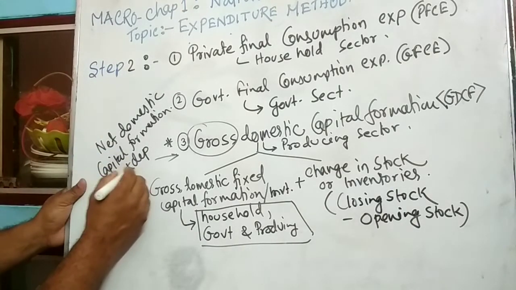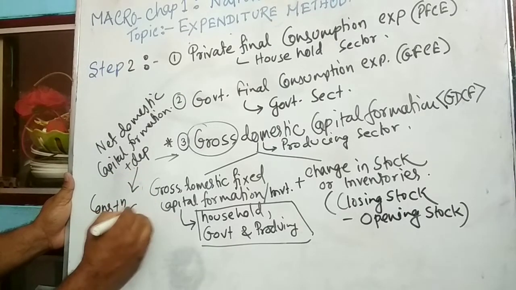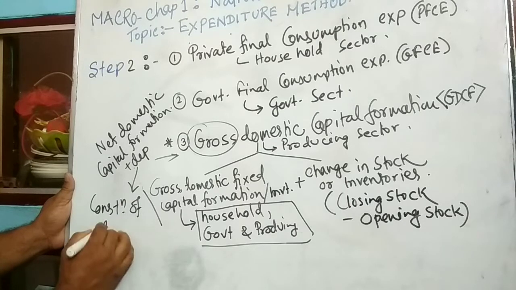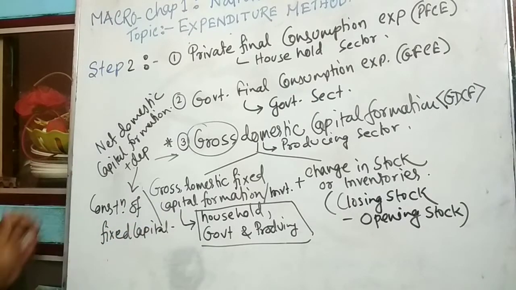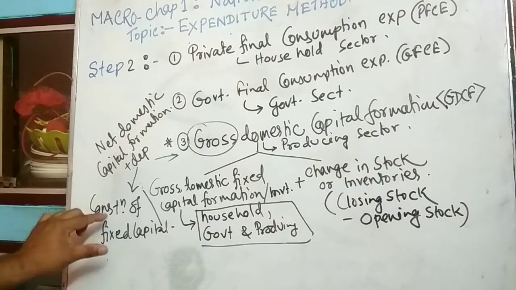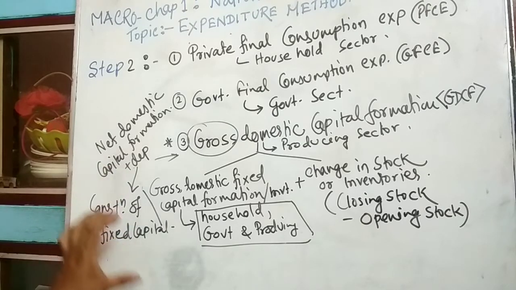Another name for depreciation is consumption of fixed capital. You may make some confusion in the earlier method. What is depreciation? What is consumption of fixed capital? These are the same thing. Depreciation and consumption of fixed capital are the same thing.